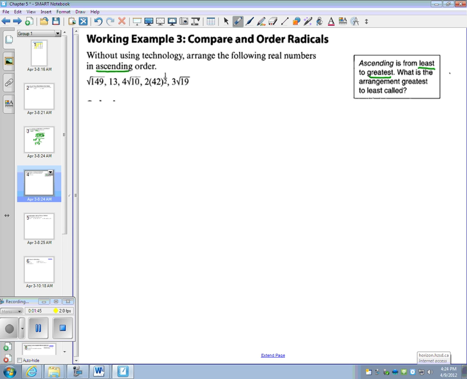Now the first thing I notice here is that all of these are square roots. To the 1/2 is square root. So they all have the same indices. The only one that doesn't is 13. So what I'm going to do is write each of these as square roots, and then I am going to compare them. So the first one is done. We have the square root of 149.